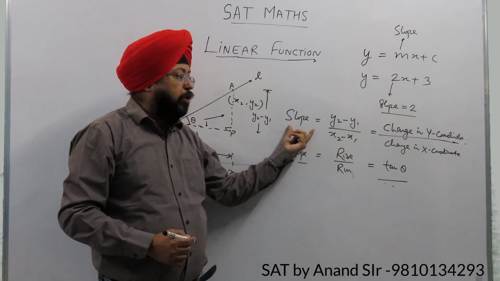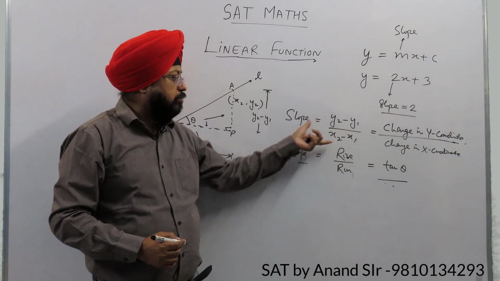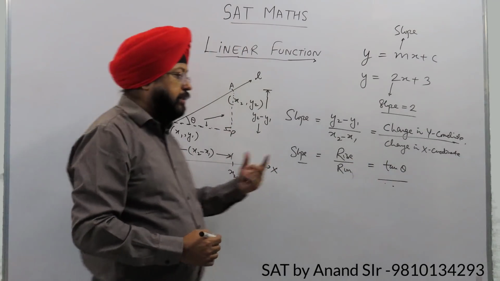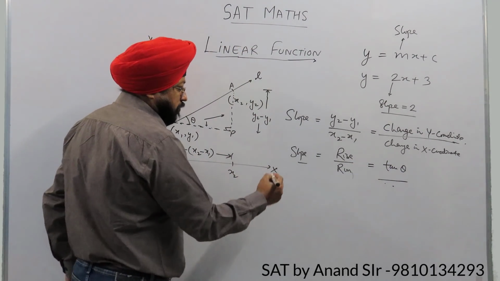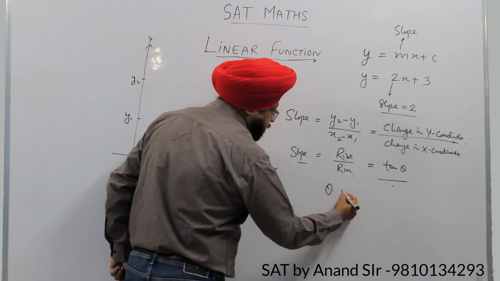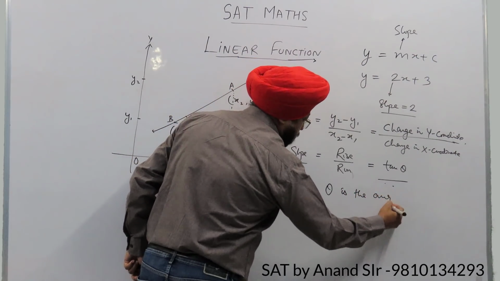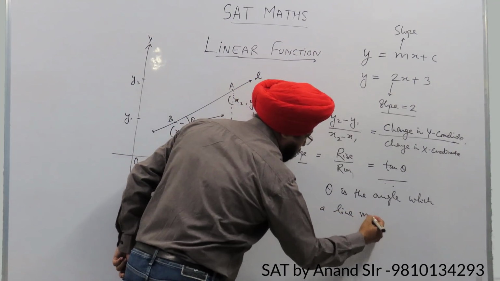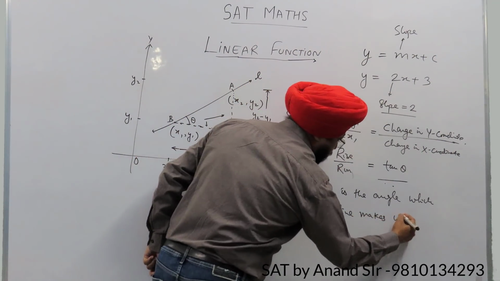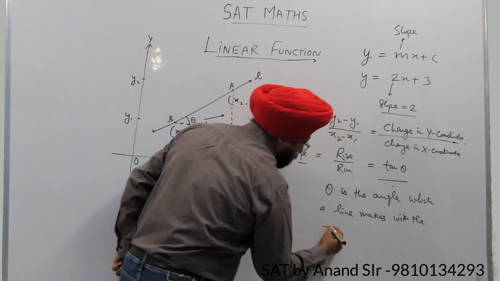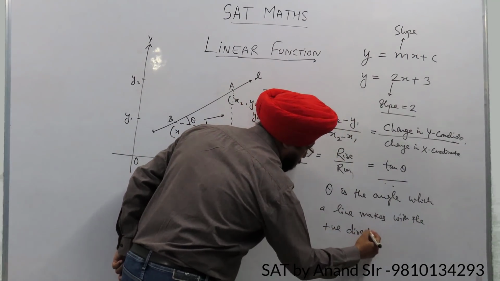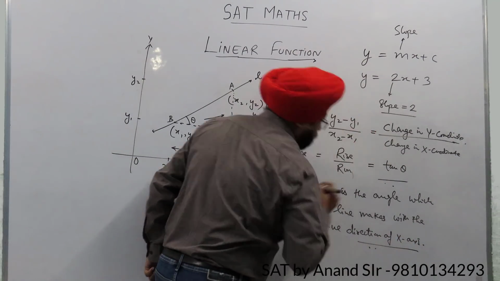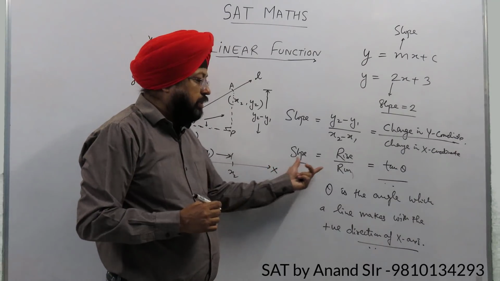Second, if 2 points are given on the line, then we simply take y2 minus y1 over x2 minus x1. And if angle theta is given, theta is the angle which the line makes with the positive direction of the x-axis, I am writing it down, then the slope is tan of theta.